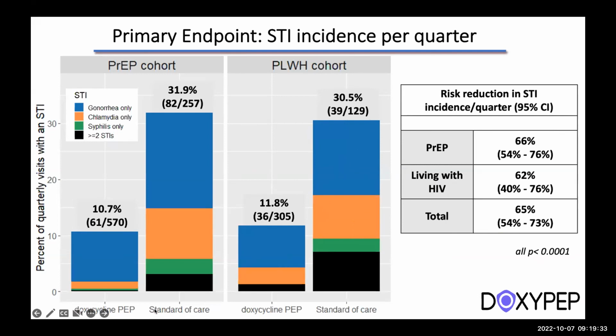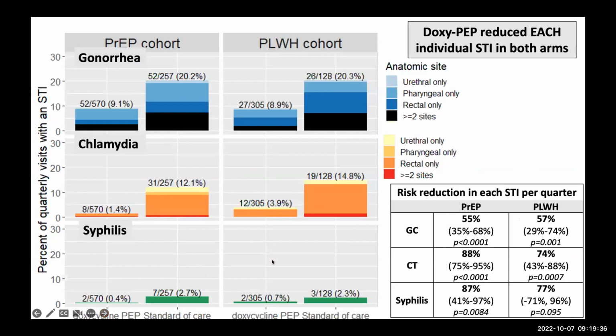for all the STIs, but that's easier to see on this slide where we also break it down by anatomic site. We had mainly rectal and pharyngeal gonorrhea and chlamydia, not much urethral, in the top height bars. You can see the separations by pathogen: we saw about a 56% reduction in gonorrhea, over 80% between the two cohorts for chlamydia and about 80% for syphilis. So very significant reductions. And this is on a per quarter basis.